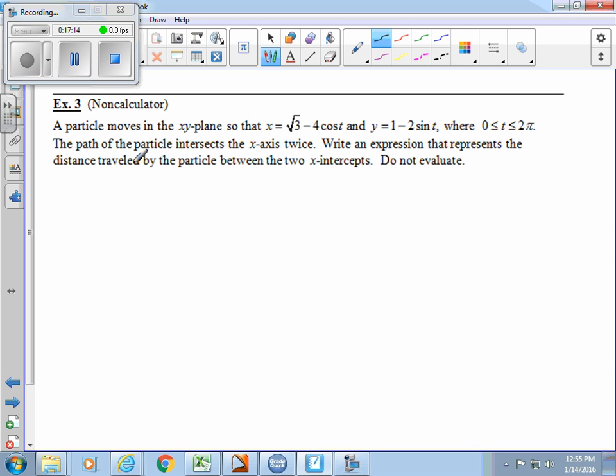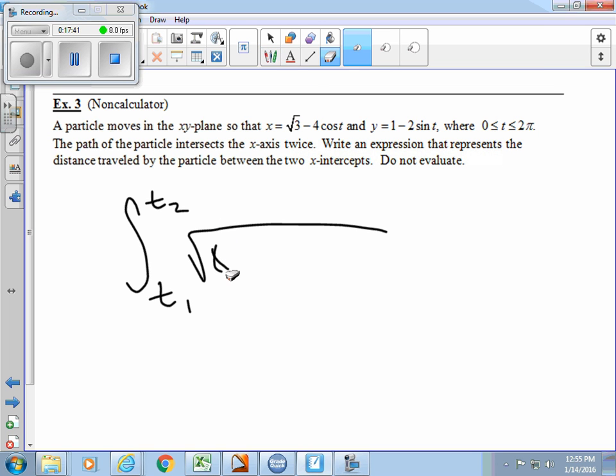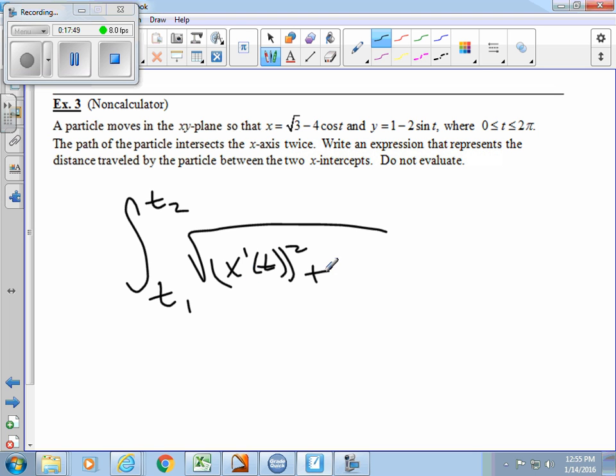First of all, I want to know what formula am I going to need to use? The distance traveled, what's the formula for that? From time 1 to time 2, right? The integral of the square root of x prime squared plus y prime squared dt. I think it actually said v of t, but Joseph is absolutely right. That's the exact same as x prime of t squared plus y prime of t squared dt.